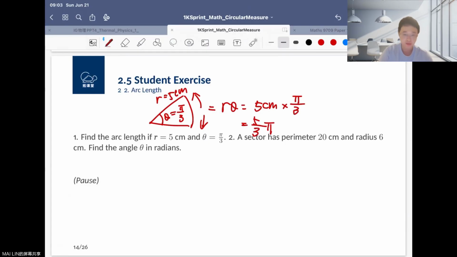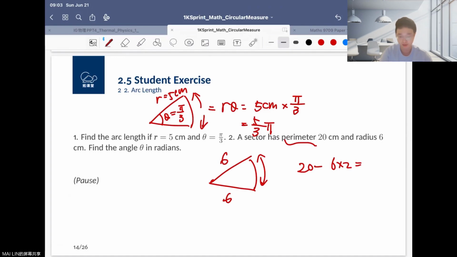And the second problem: a sector has a perimeter of 20 centimeters and a radius of 6 centimeters, and find the angle theta in radians. First we have to remember that this is the perimeter, right? So the radius is 6 centimeters, and the arc length can be found using 20 minus 2 times 6, right? So we still have 8 centimeters left. So 8 centimeters means the arc length.